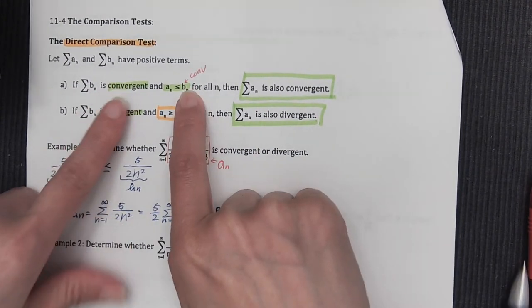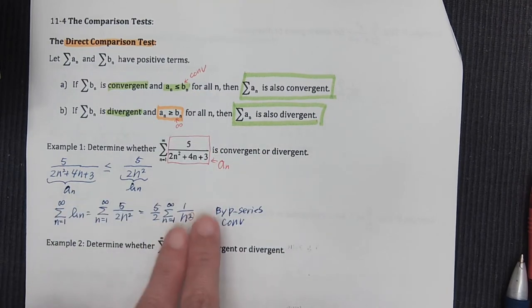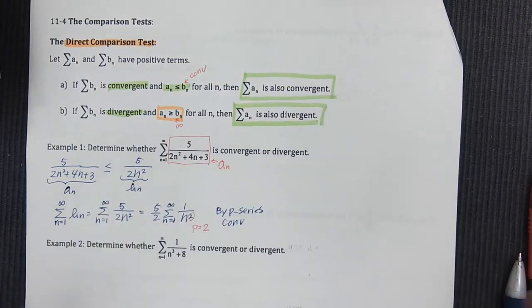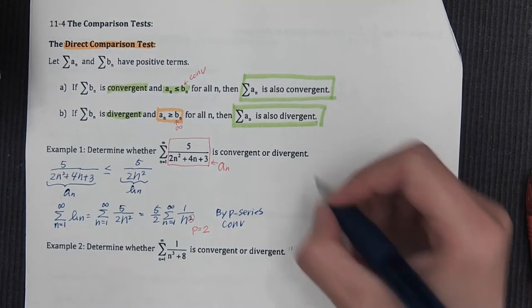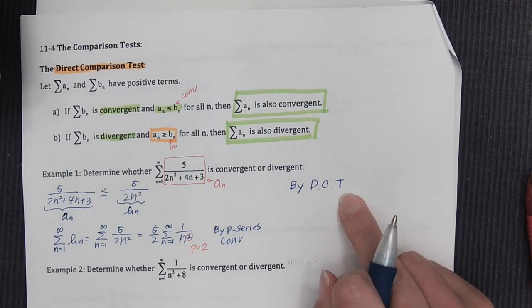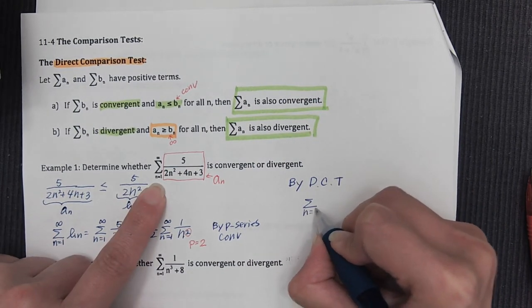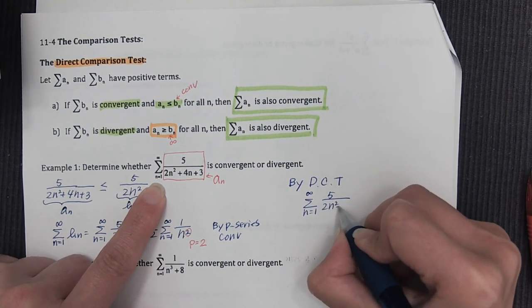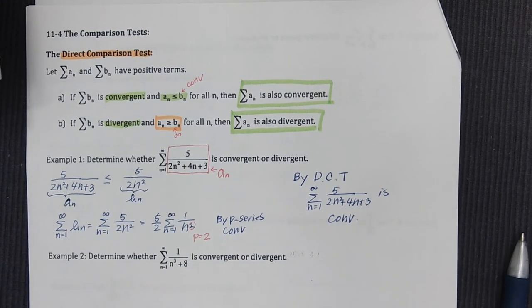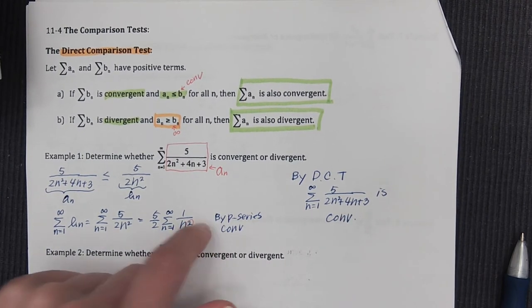So we make the B of n. B of n is always bigger than A of n. We get that. Also, B of n is convergent. We get that. So what's the conclusion then? The conclusion is A of n is convergent. So this is my final answer. By what we call the direct comparison test, DCT, the summation n equal 1 to infinity of 5 over 2n squared plus 4n plus 3 is convergent. So you're going to start using lots of tests to make the final conclusions. It's not always only one test. Sometimes you have to use different tests to make the conclusion.